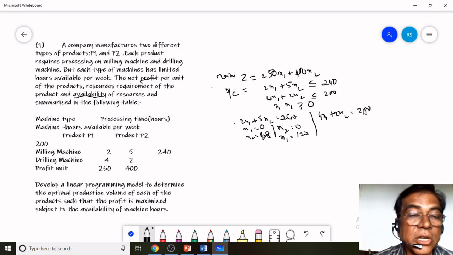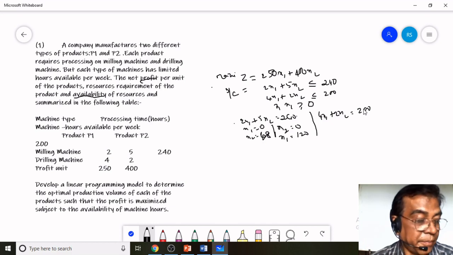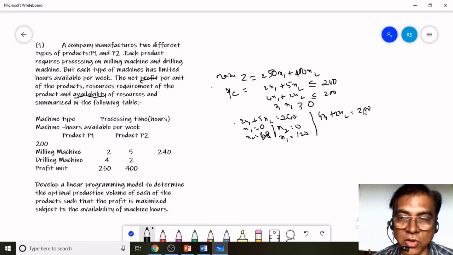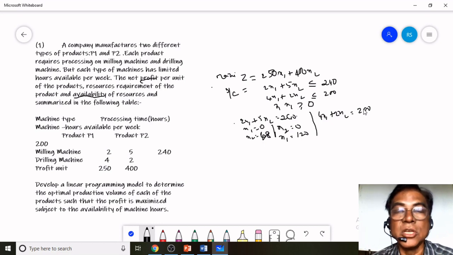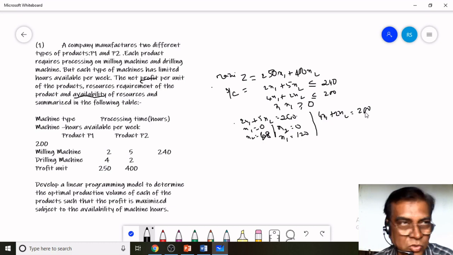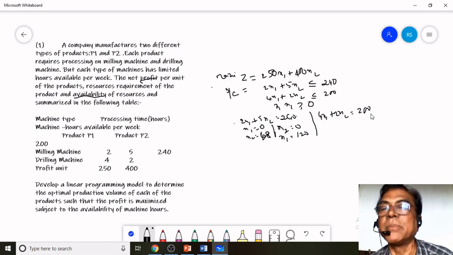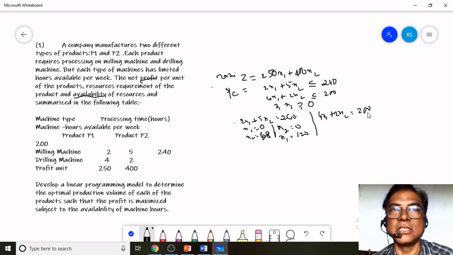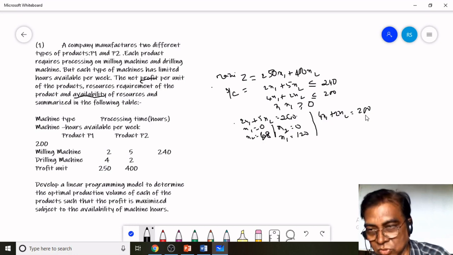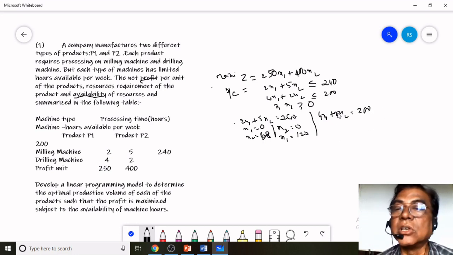Sometimes from the examination point of view, the question says prepare the equation, develop a linear programming model, determine the optimal product volume. Product volume means you have to calculate x1, x2. Sometimes the examination only asks you to develop the equations; just write down the equations and leave the problem. Don't solve it graphically. If the examiner wants the values of x1, x2, you have to calculate them with the help of the graphical method only.